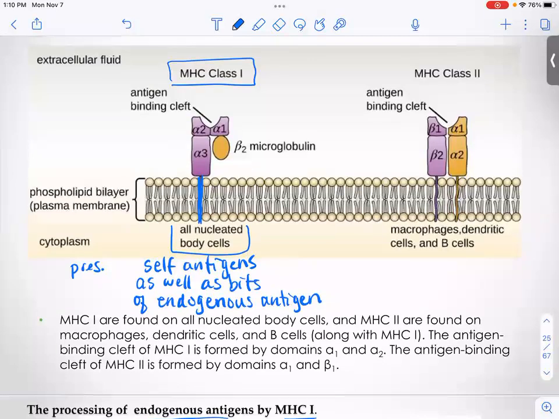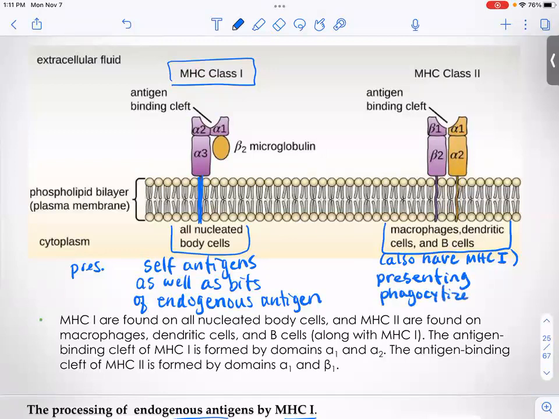Okay, then the MHC class 2. Remember, this is only our antigen presenting cells that have MHC class 2. They also have MHC class 1 because they're nucleated cells. So let's make note of that. Also, they will present or have MHC class 1, those macrophages, dendritic cells, and B cells. And here they are presenting antigen that they have phagocytized. So let's make a note of that. Presenting phagocytized antigen.